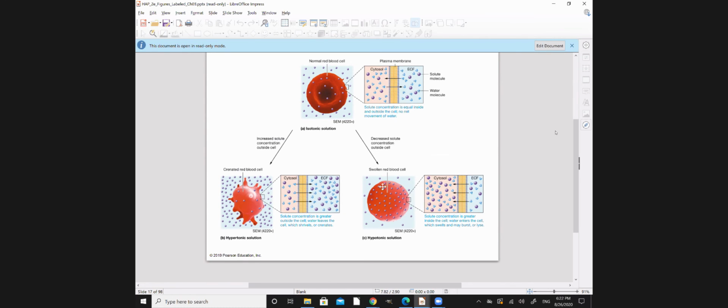Is that clear? Thank you. Okay, so there are 3 cases. Iso means the same, hyper means too much, and hypo means too low. But please, let's continue. Let's not dwell here.